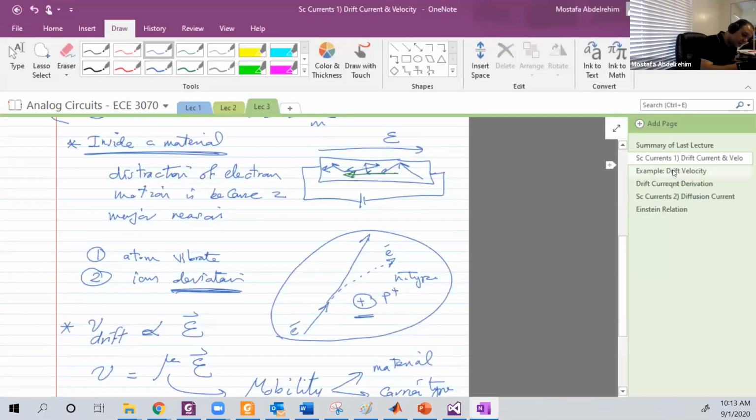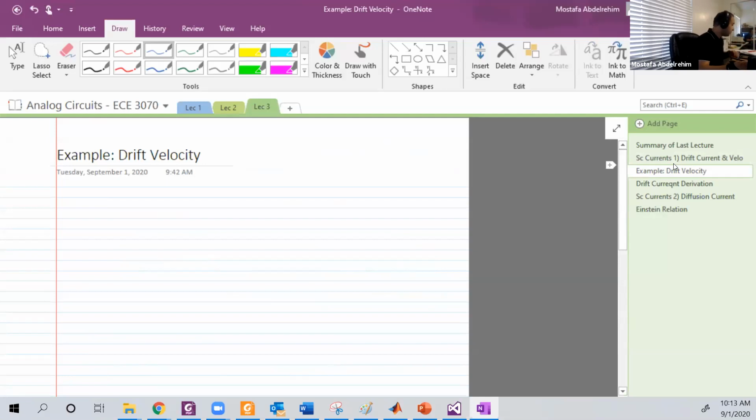Good. So we'll have an example on this. This example isn't just in the book, but it's a good example. So let's here have an example. If you have some sample of any type of material, and here is the positive terminal of a battery, and here is the negative terminal of a battery.